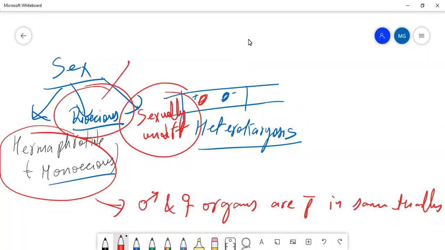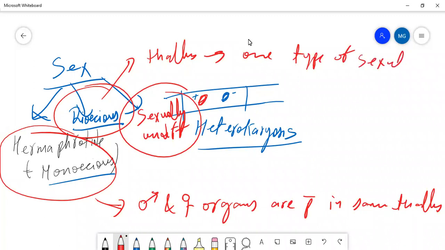In dioecious, the thallus will only bear one type of sex organ. It only has one type of sexual organ. Either it is male or it is female. Very clear. Okay, what is sexually undifferentiated?